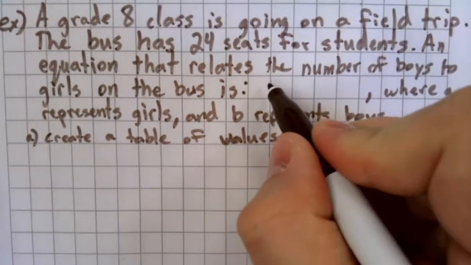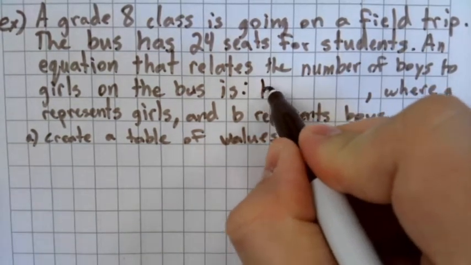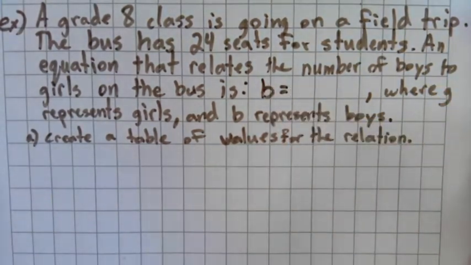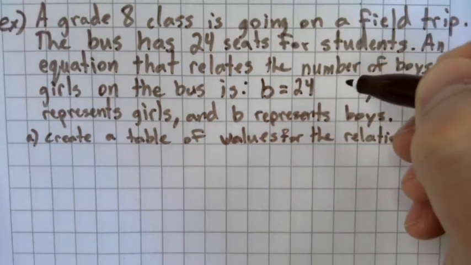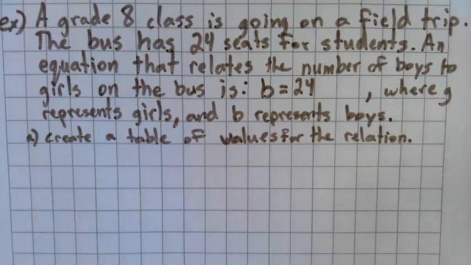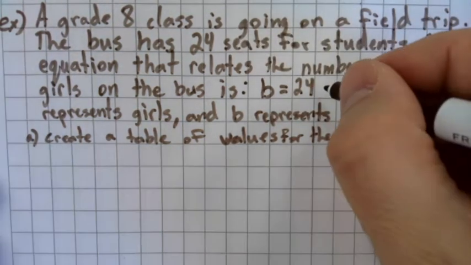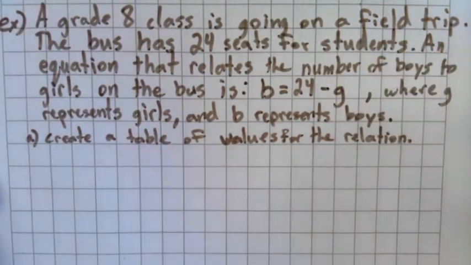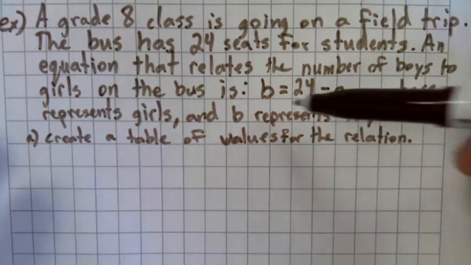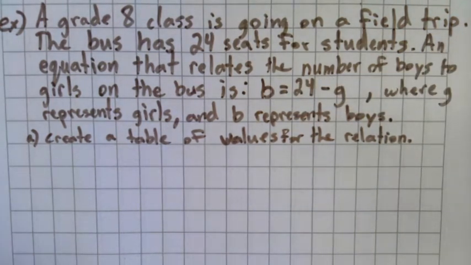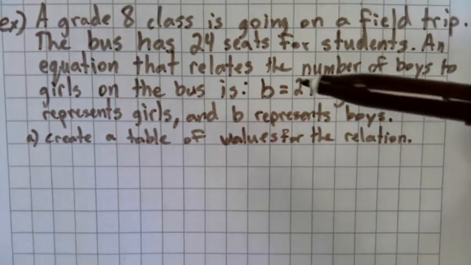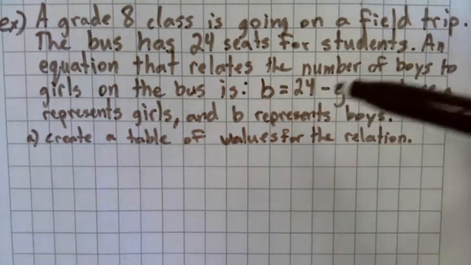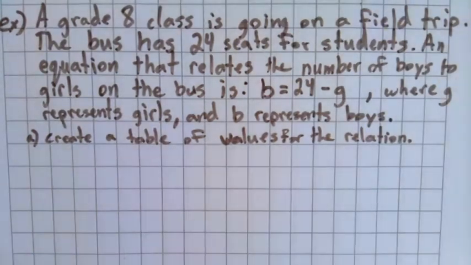Let's think about it. What would the number of boys be equal to? It would be that 24 students, and you would subtract any of those students that were girls, right? It would be 24 subtract the girl students, where G is the girl students and B is the boy students. In the same way, girls would be equal to 24 subtract B. So either way you look at it, I'm going to go with B equals 24 subtract G.